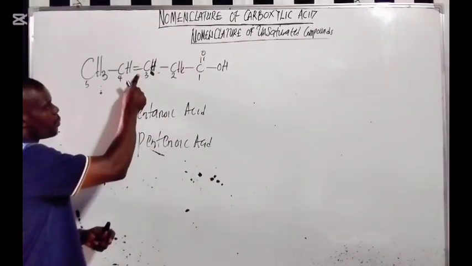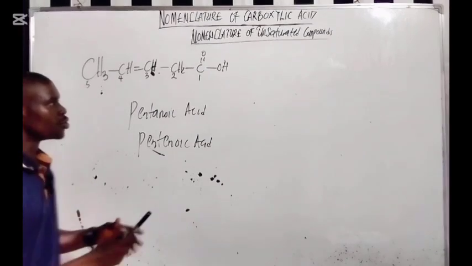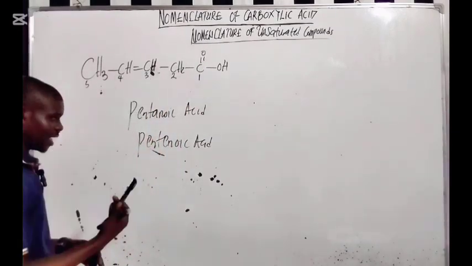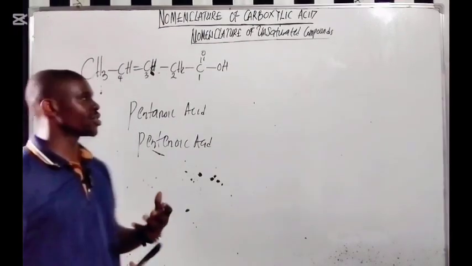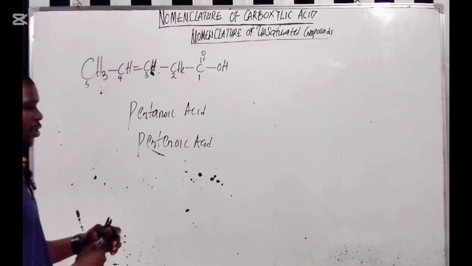Now, the double bond is at a certain position, right? So here is carbon 1, here carbon 2, here carbon 3. This means carbon 3 carries the double bond. So how do you name it? That's the way you can do it.